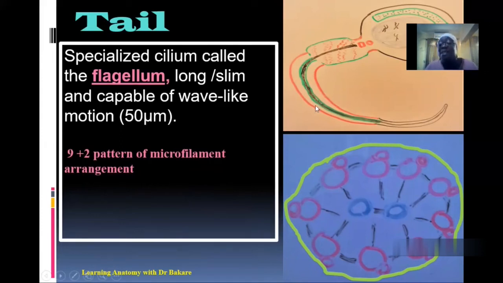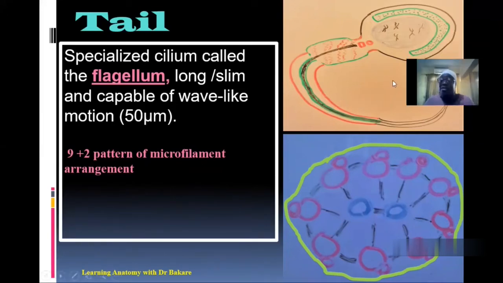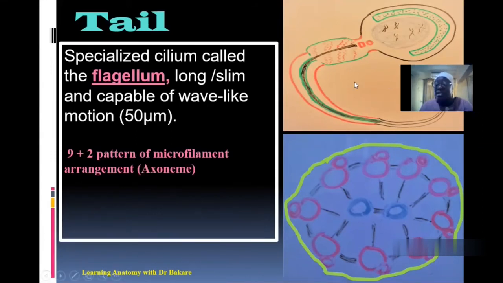This tail is made up of a collection of microfilaments. And the microfilaments, of course, are arranged in specific patterns. You have filamentous arrangements of microtubules arranged in a 9+2 pattern of arrangement. So this is what you see.